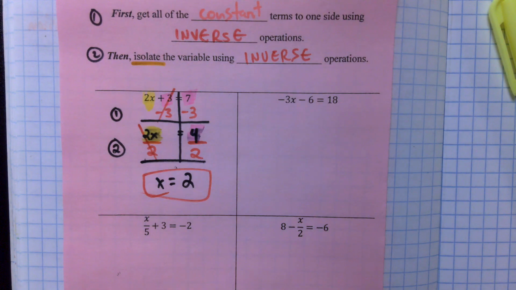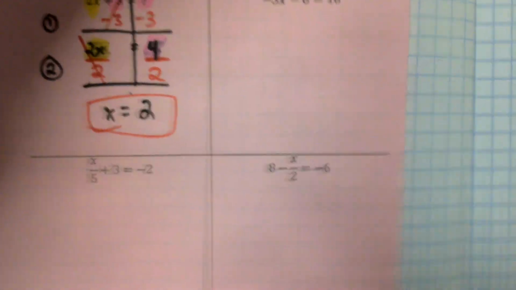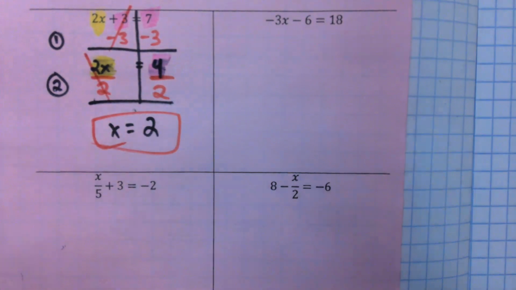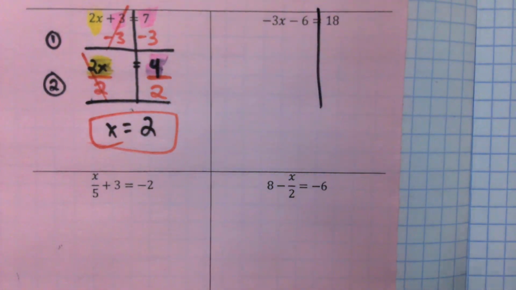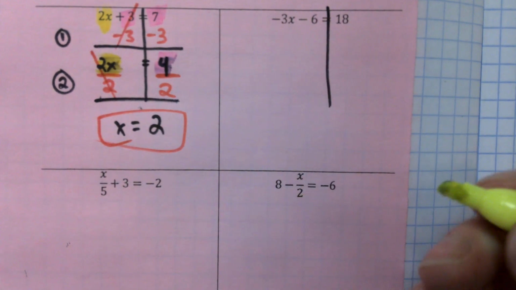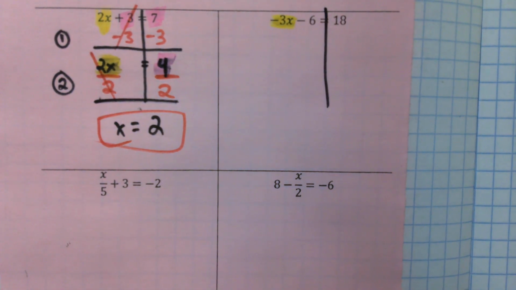I've got negative 3x minus 6 equals 18. What's the very first thing I want to do? Put the line. We can do the line or highlight. It's up to you. I'm going to do the line first, and then I'm going to highlight. What type of term is negative 3x? Variable. How can I tell? It's got a letter.